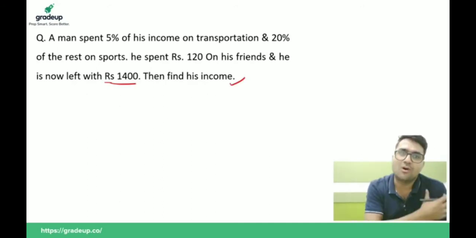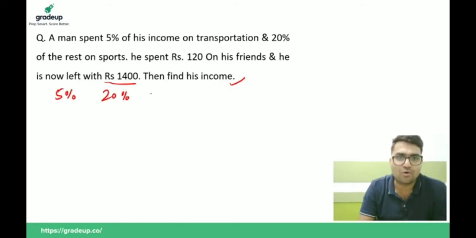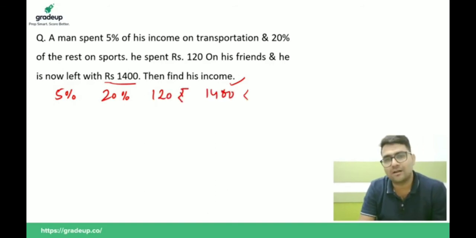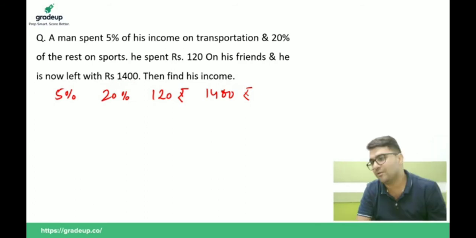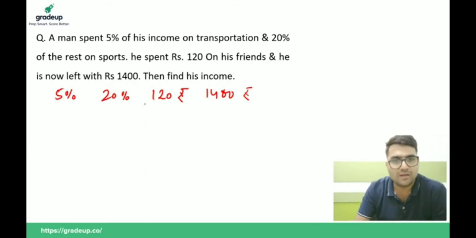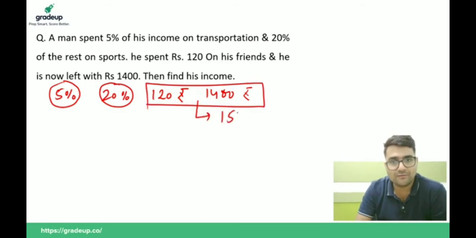Now guys, in this question, we have been given that 5% of the income is spent on transportation, 20% on sport, 120 rupees on his friends. Now he is left with 1400 rupees. First of all, we can say after spending this amount and this amount, we are left with a total of 1520 rupees.